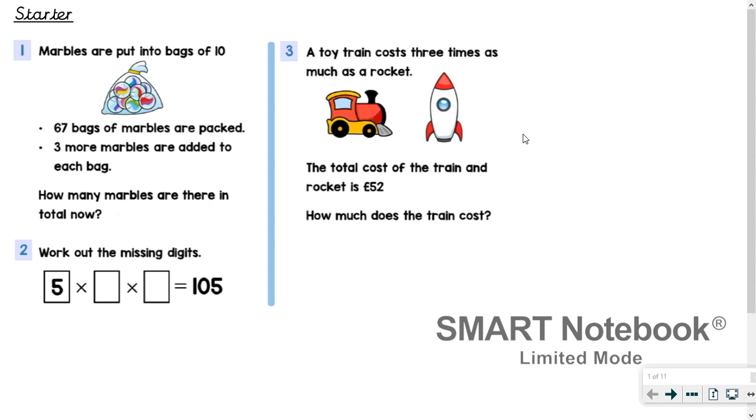Now, before we do percentages, I want to do our starter as usual. So what you do is have a read of those three questions and then pause the video, have a go in either your home learning book or your workings paper or your whiteboard, however you like to do it. So give it a pause, have a go, and then unpause and we'll talk through the answers.